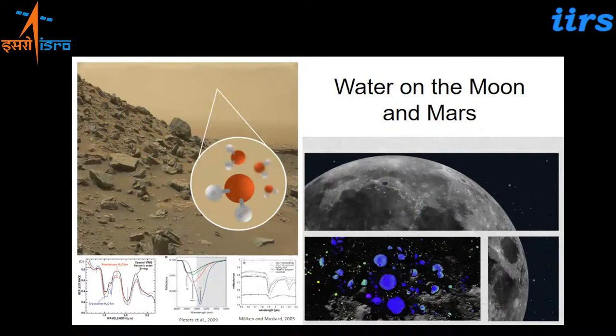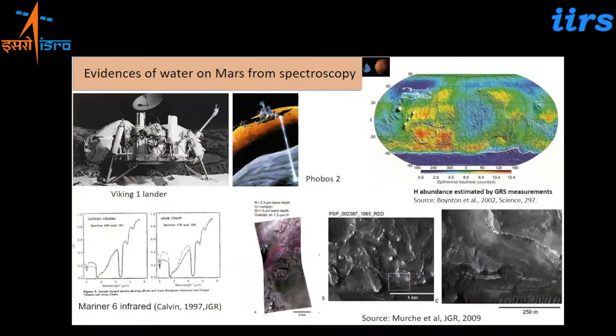Coming to Mars, water existed on Mars, and water was present in the liquid form earlier on Mars during the period from 4.1 to around 3 billion years ago, which we term the Noachian and early Hesperian eras.